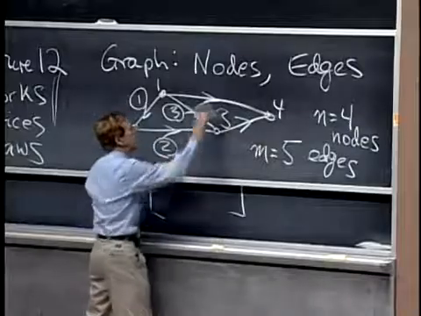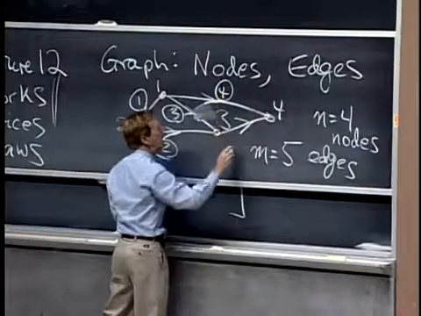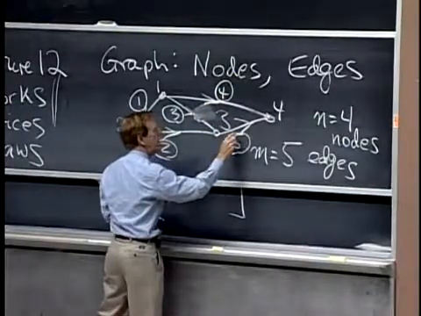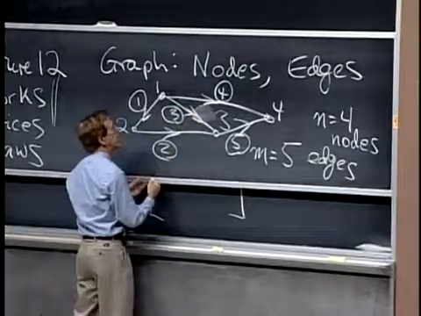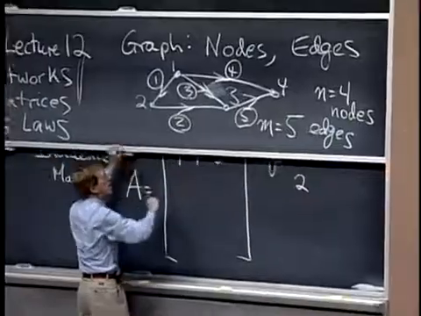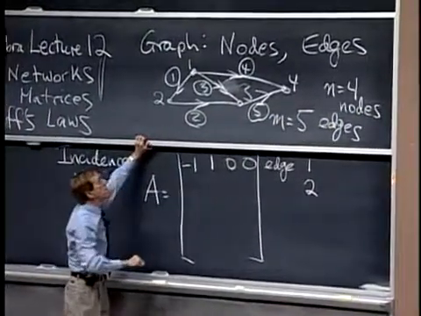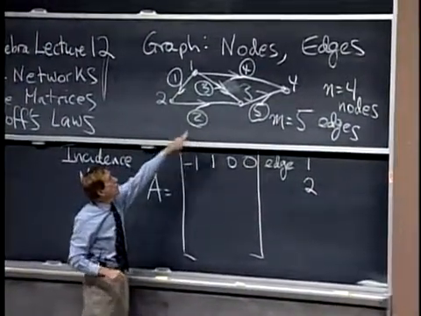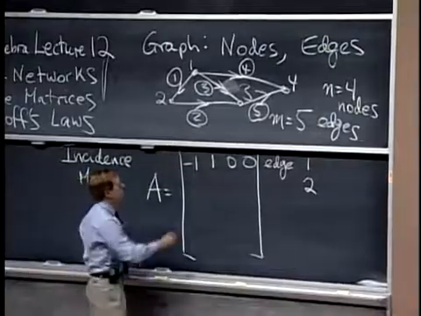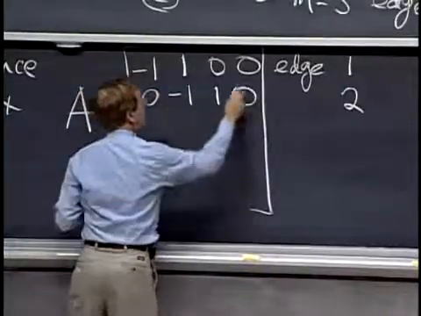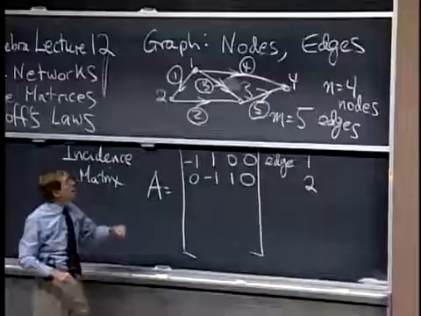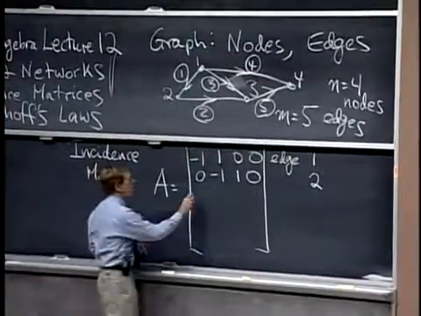Did I number that twice? Here's edge 4, and here's edge 5. Okay? All right. So edge 1, as I said, goes from node 1 to 2. Edge 2 goes from node 2 to 3, so -1 and 1 in the second and third columns. Edge 3 goes from 1 to 3.